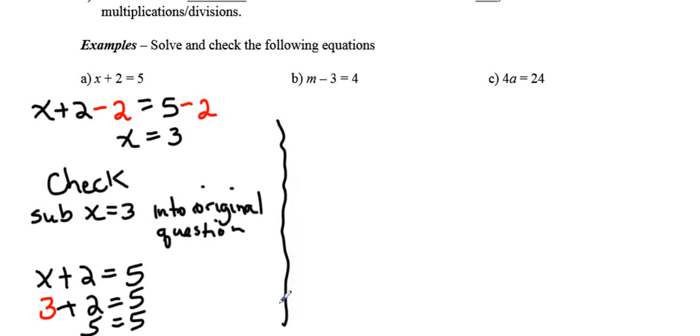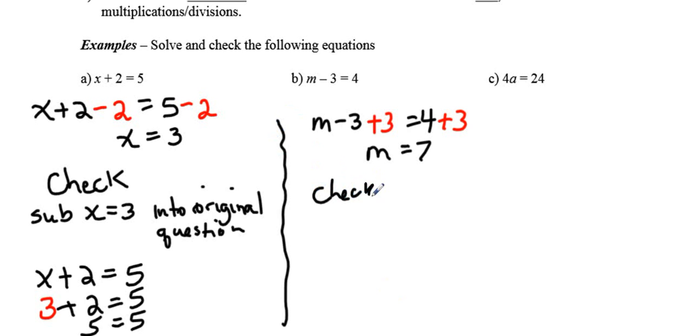Okay, so m minus 3, I know I have to add 3 then to both sides. So I'm adding 3. And I end up with m equals 7. I'm going to check. So I'm going to have m minus 3 equals 4. So that's my original. And then I'm going to sub in my value for m, which I got 7 for m. 7 minus 3 equals 4.